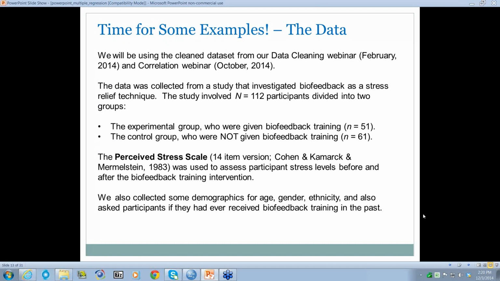They took a stress measure before, and then the treatment group went into the training and the control didn't, and then both of the groups took the same measure after to see if their stress decreased. Higher scores on this perceived stress scale are associated with higher stress. We also collected demographics for age, gender, and ethnicity. We asked participants if they had ever received biofeedback training in the past.